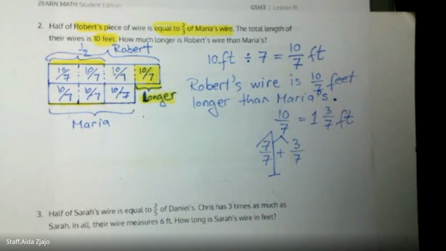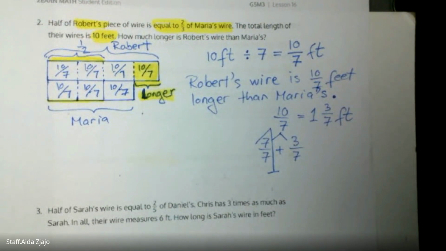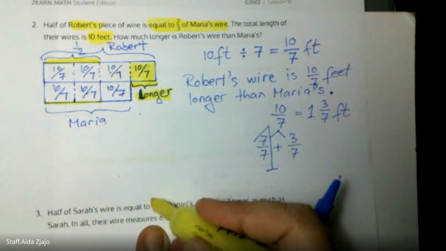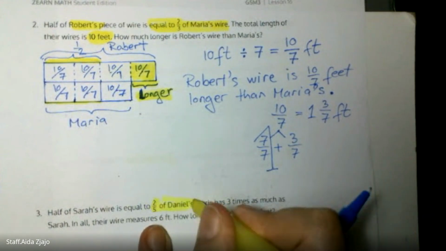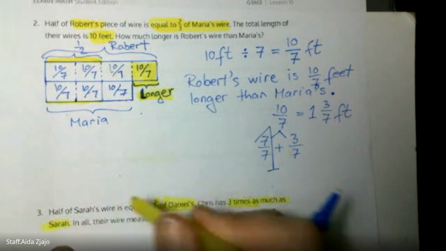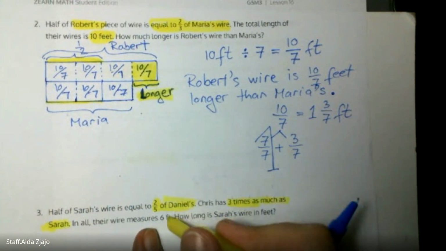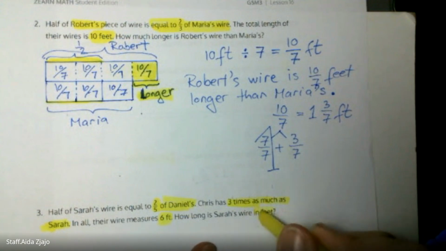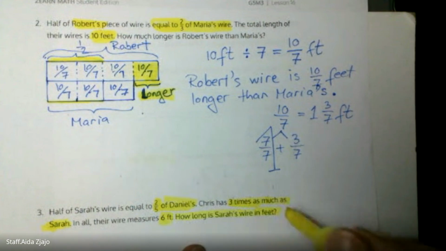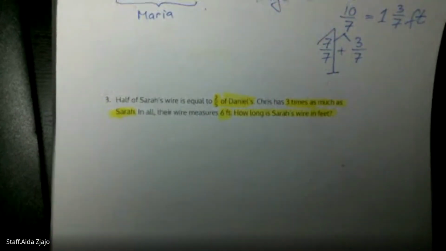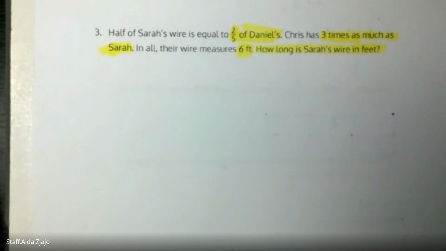Okay, we're going to move to the next one. Half of Sarah's wire is equal to 2/5 of Daniel's. Chris has 3 times as much as Sarah. In all, their wire measures 6 feet. How long is Sarah's wire in feet? That is our next question. I'm going to enlarge it a little bit. Okay, I think that would be perfect.